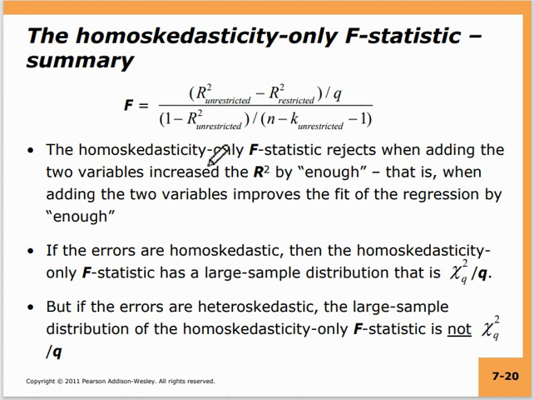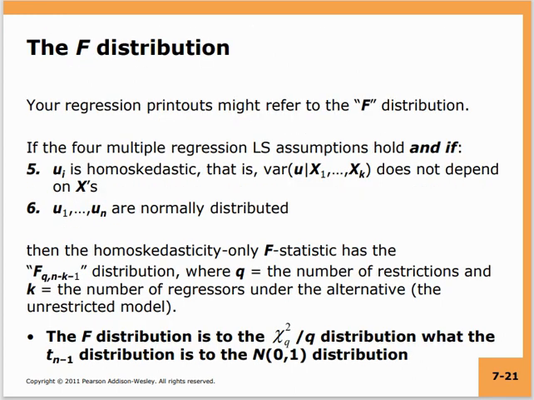So to summarize, the homoscedasticity-only F statistic rejects when adding the two variables increases the R square by enough. That is, when adding the two variables improves the fit of the regression by enough. If the errors are homoscedastic, then the homoscedasticity-only F statistic has a large sample distribution given by chi square by q. But if the errors are heteroscedastic, the large sample distribution of the homoscedasticity-only F statistic is not chi square by q. We will understand what this is in a little bit. Let us first look at the F distribution.